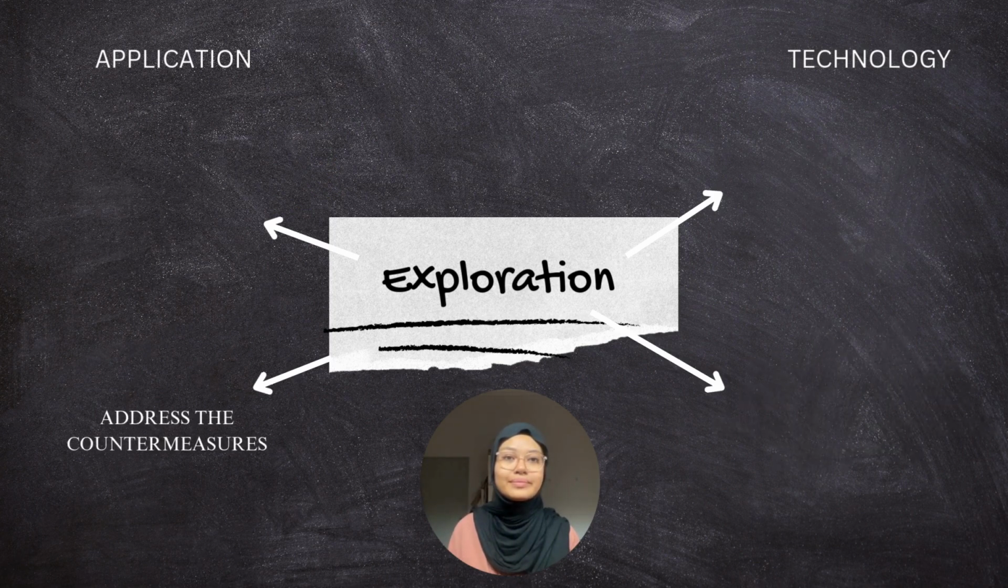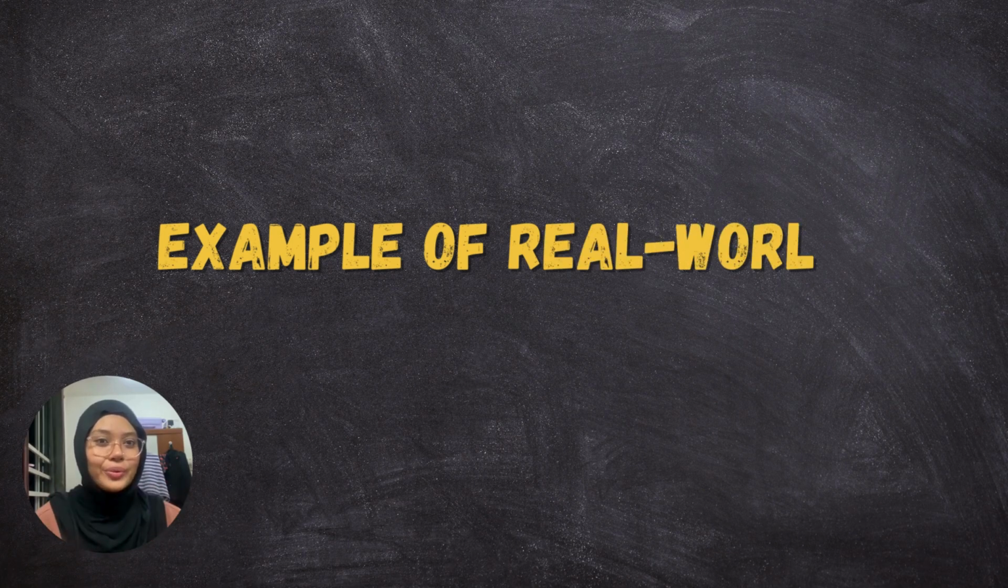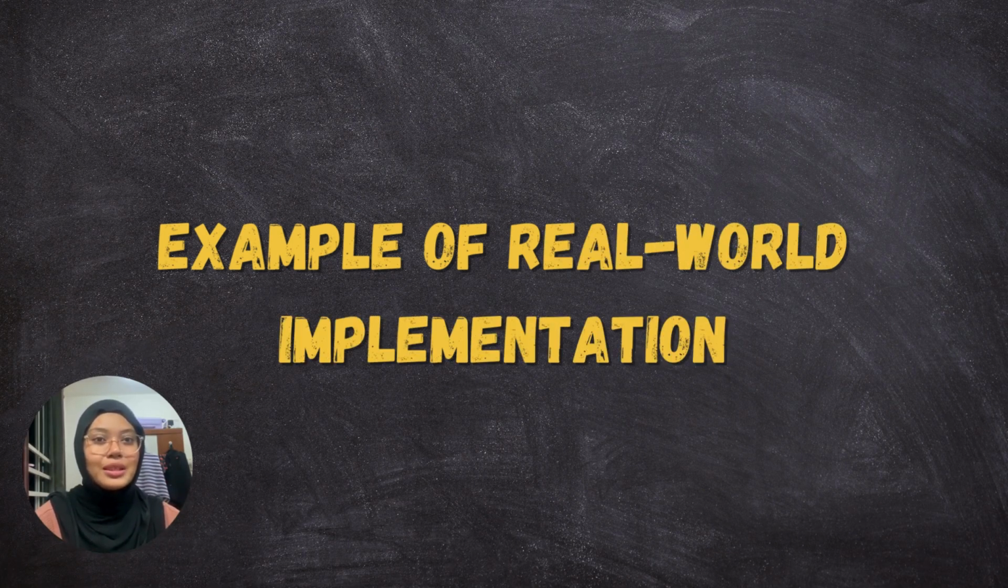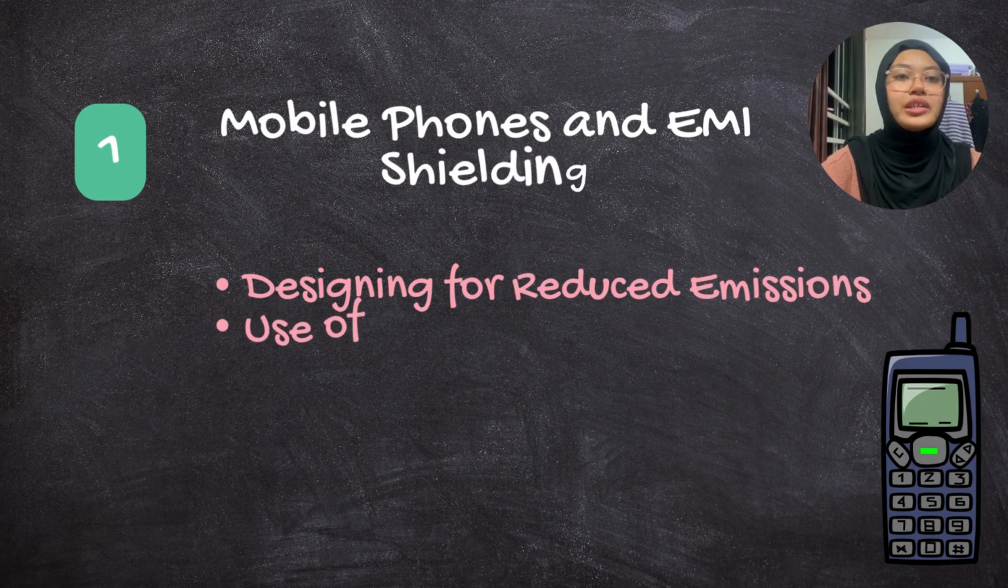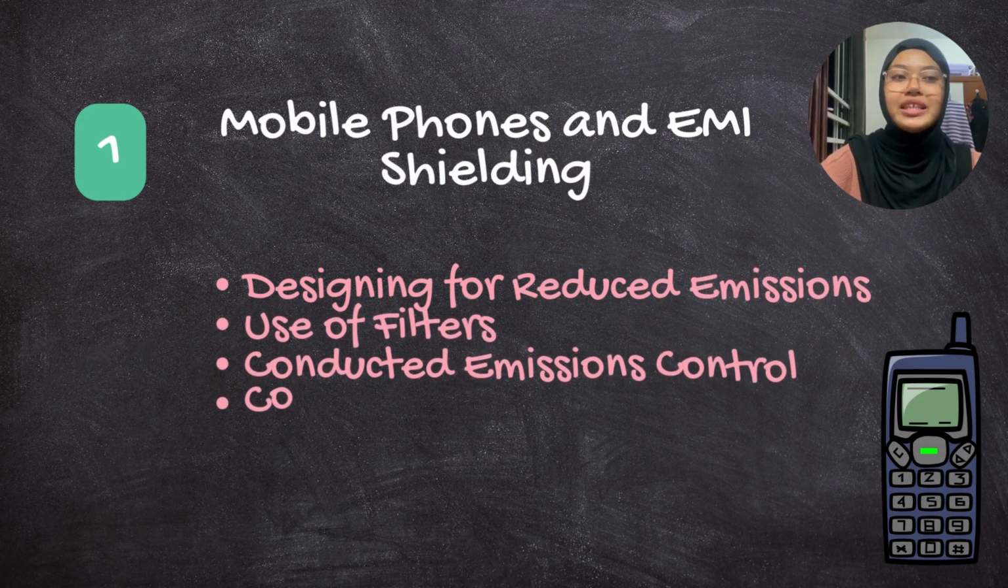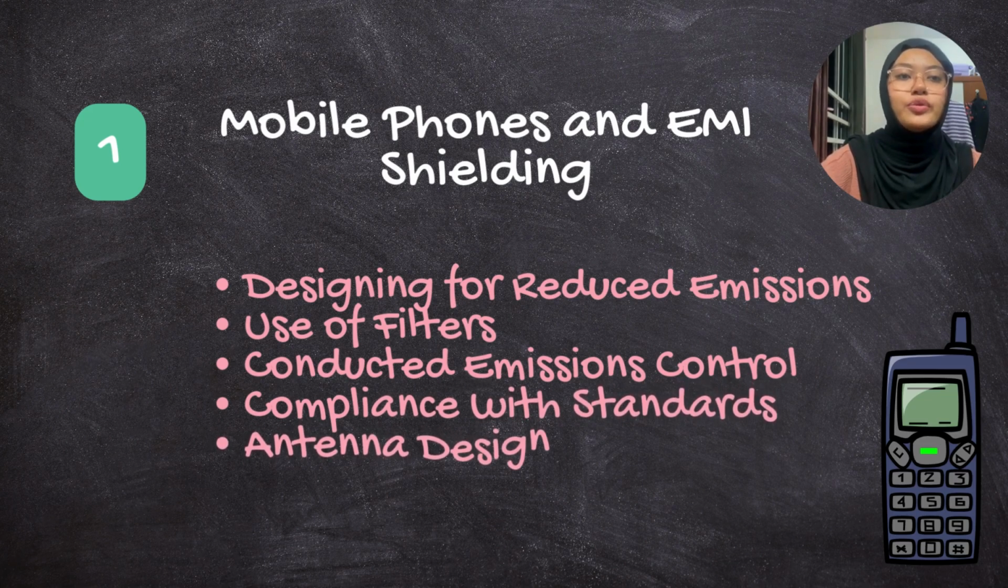Furthermore, I would like to present to you about examples of real-world implementation. Firstly, mobile phones are designed to minimize electromagnetic interference (EMI) through various methods aimed at reducing emission and ensuring compliance with regulatory standards. Designing for reduced emission involves incorporating shielding materials like copper or aluminum around sensitive components, as well as careful antenna design to limit unwanted radiation.